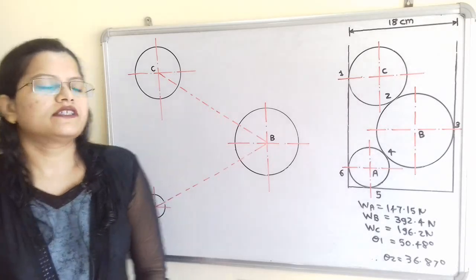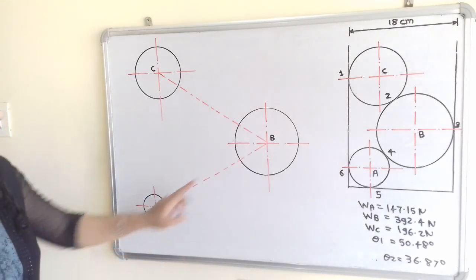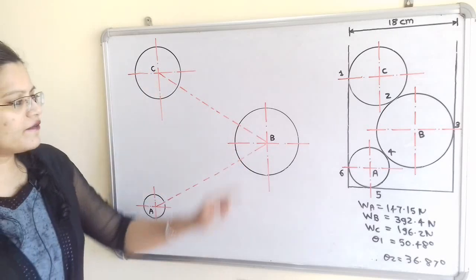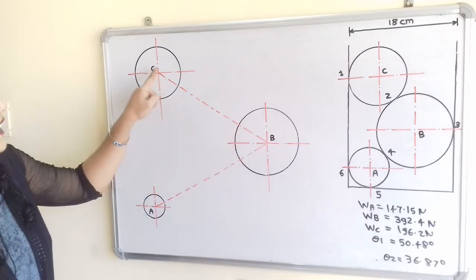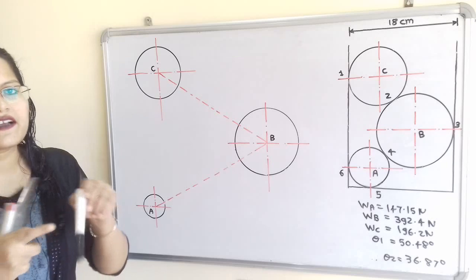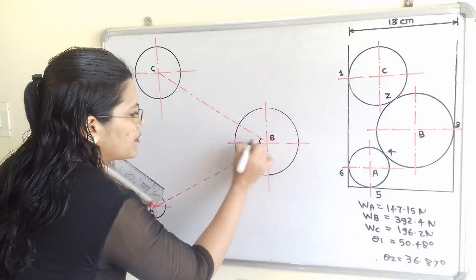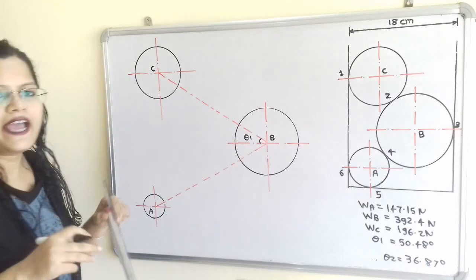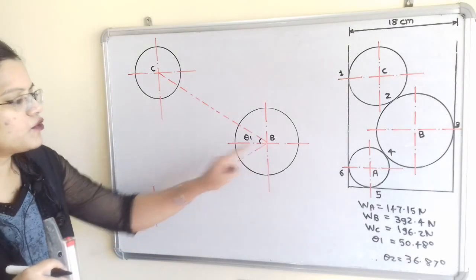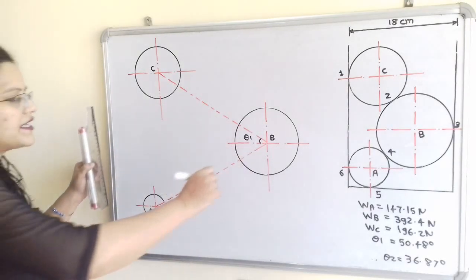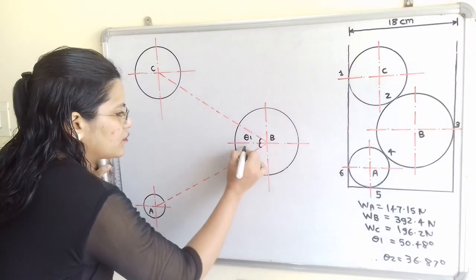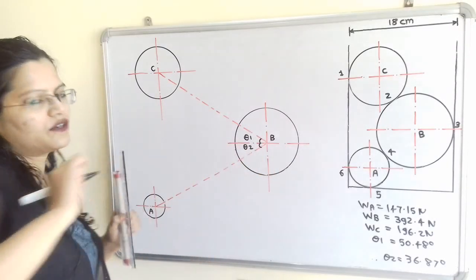We are going to draw the equilibrium diagram. We will draw three circles with center A, B and C. Now if we join this center B and C, then it is making angle theta 1 with this horizontal line. So here we will mention angle theta 1. And if we join the center A to B, then it is making angle theta 2 with the horizontal line. So we will mention here angle theta 2.